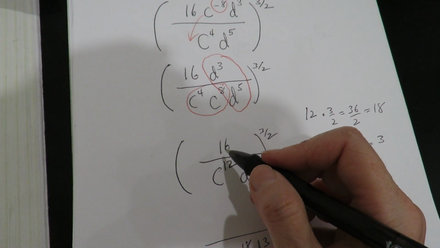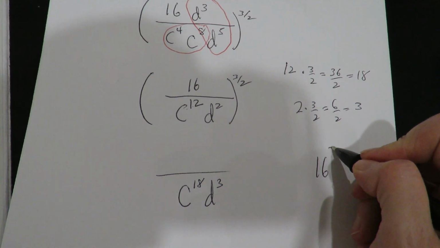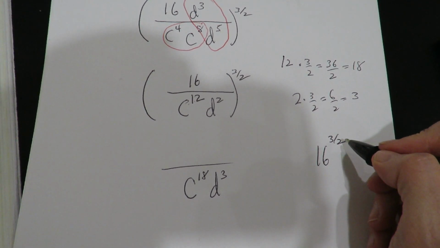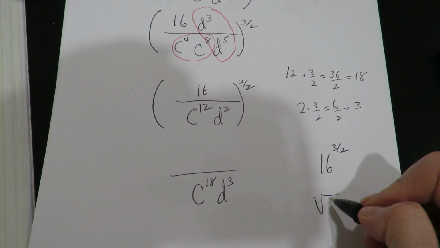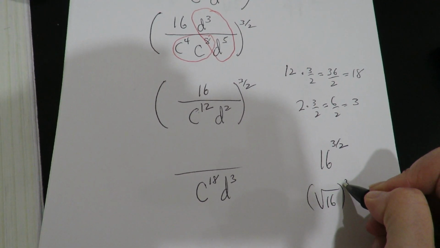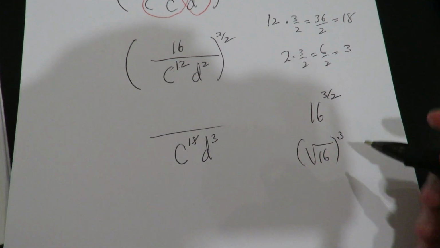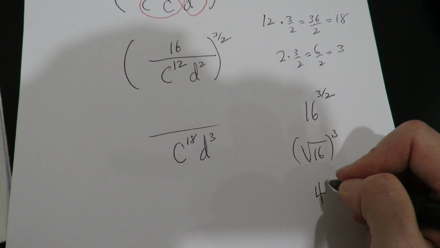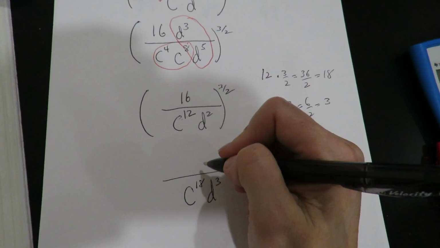Again, for the coefficients, I tend to pull them out of radical form. It's a little easier for most people. So 16 to the 3 over 2. Again, it's easier to do the denominator before the numerator. It's easier to do the square root first and then cube it versus cubing and then square rooting. You get the same answer, but this is easier. The square root of 16 is 4, and 4 cubed is 64. So this is 64.